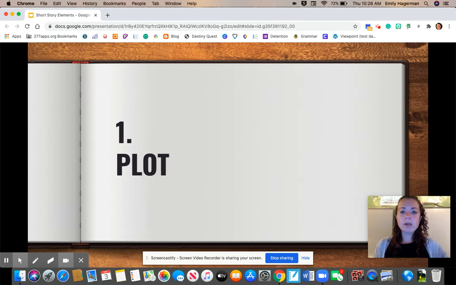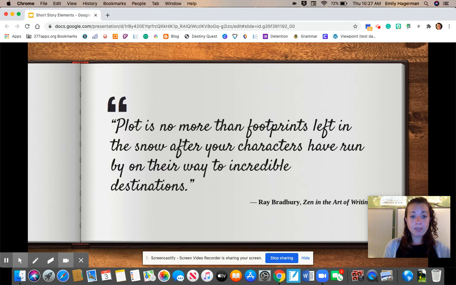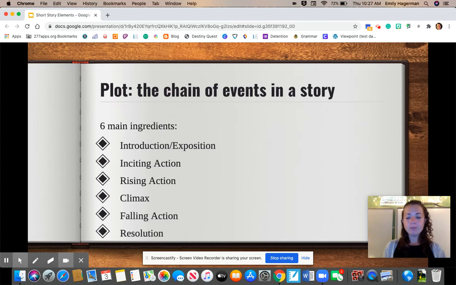The first thing that we're going to discuss is plot. So one of my favorite authors says, "Plot is no more than footprints left in the snow after your characters have run by on their way to incredible destinations." Plot is really just the chain of events in a story, and there are 6 main ingredients.